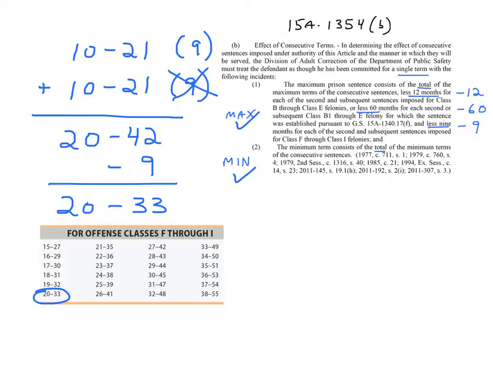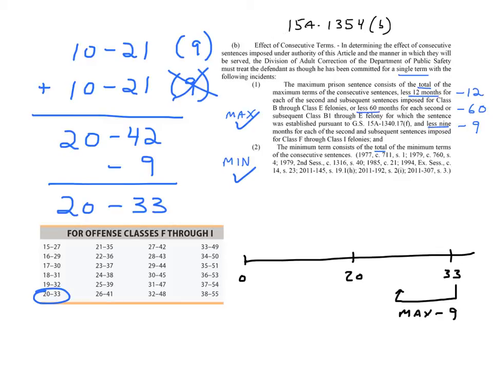The single sentence rule sets you up for a single term that can be administered according to the usual rules for, in this case, a Class F through I felony. And if you wanted to put that single term on the timeline that we've used in other modules, you could see it would go to a 20-month minimum, a 33-month maximum. The release by default is going to be the maximum minus 9, which for this person would be 24 months.